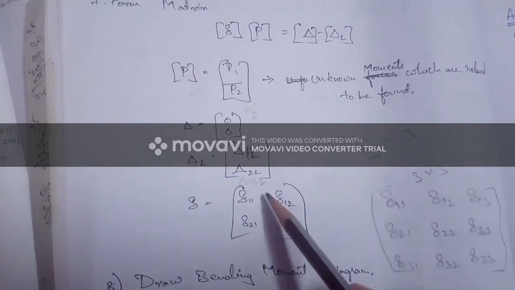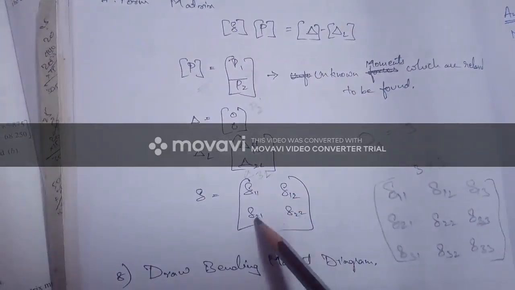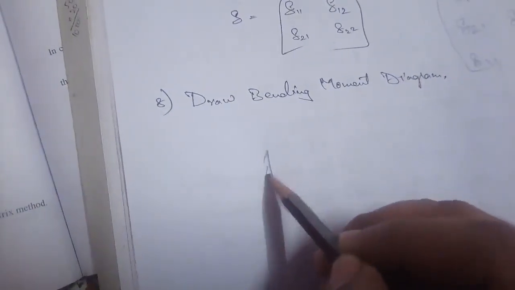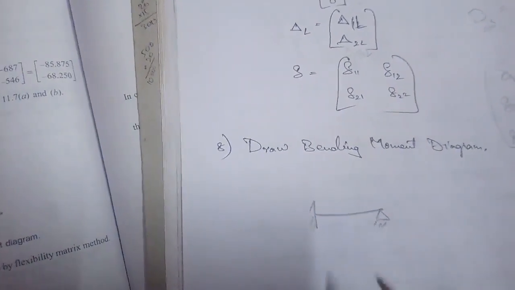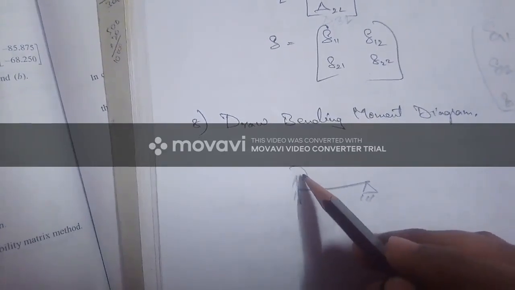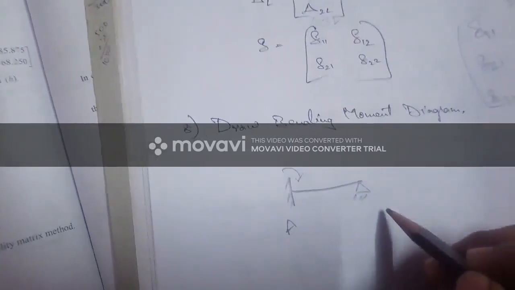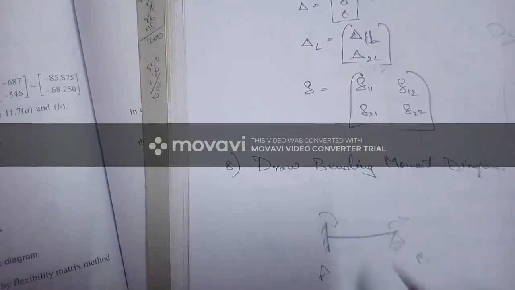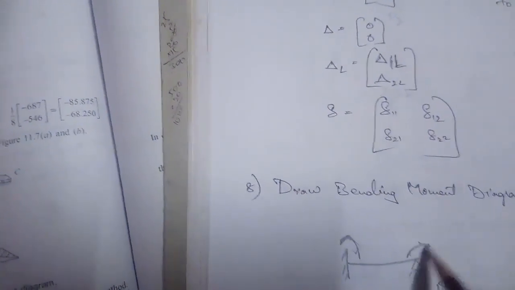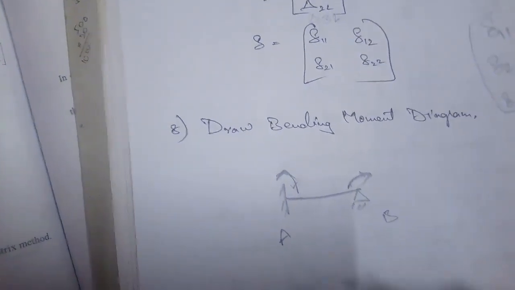So what are delta 1 1, delta 1 2, delta 2 1, delta 2 2? Suppose for the same beam we take it as, see, this is our beam which is having a fixed support and a hinged support. For this we have released two forces, one at A and one at B.